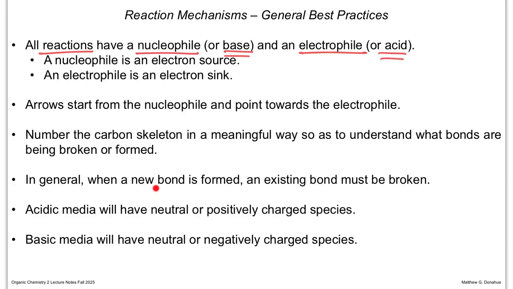Generally speaking, as a fallout from the Lewis dot rules, if you form a new bond, you have to break an existing bond. So we can't have something attack carbon and then carbon end up with 5 bonds, because we know that's not correct. Acidic media will only have neutral or positively charged intermediates. Basic media, neutral or negatively charged intermediates.